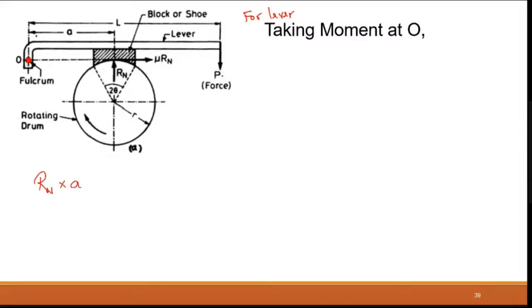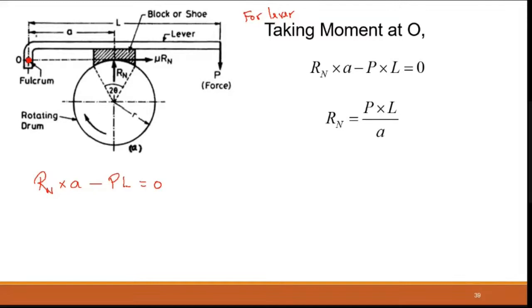And you have another force, P into L. So this is rotating clockwise, so minus P into L. This is in equilibrium state, so it is equal to 0, right? In that case, I will get Rn is equal to PL by A. So I am getting a formula: Rn is equal to PL by A.